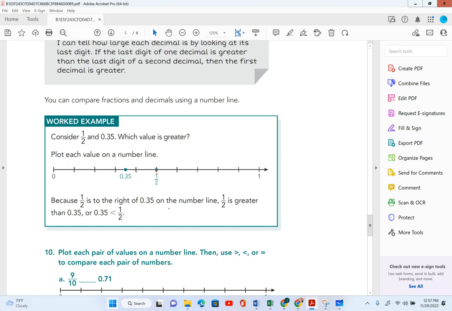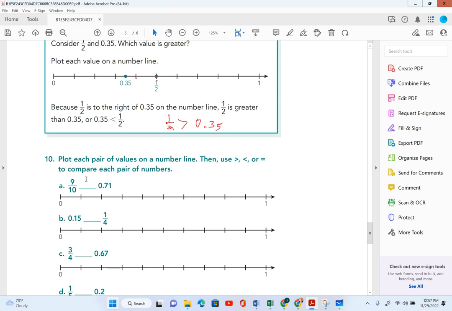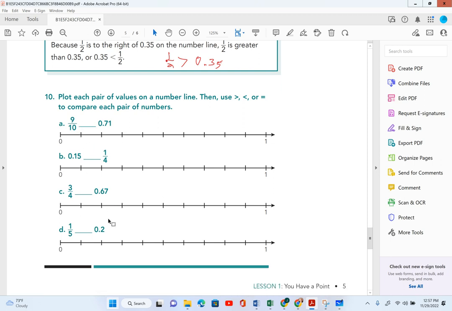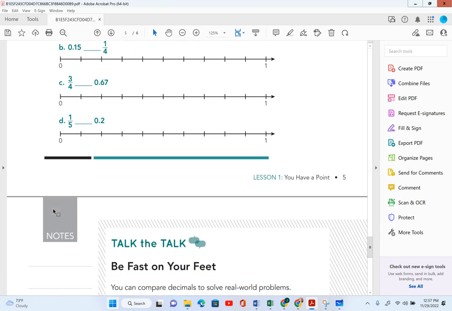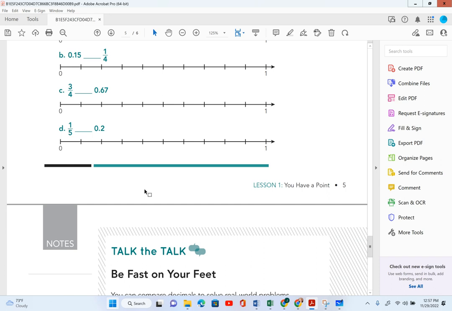How could I write that otherwise? I could say 1/2 is greater than 0.35. Okay? So you do number 10 on your own. Plot each pair of values on the number line and then put the symbol between them, whether they are greater than, less than, equal, whatever they are. Once you have finished that, you may then go on to your exit ticket. And that would be your lesson for today.